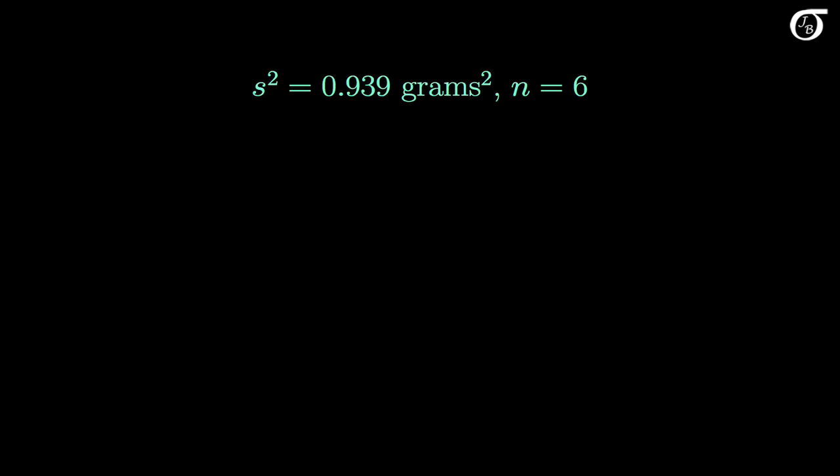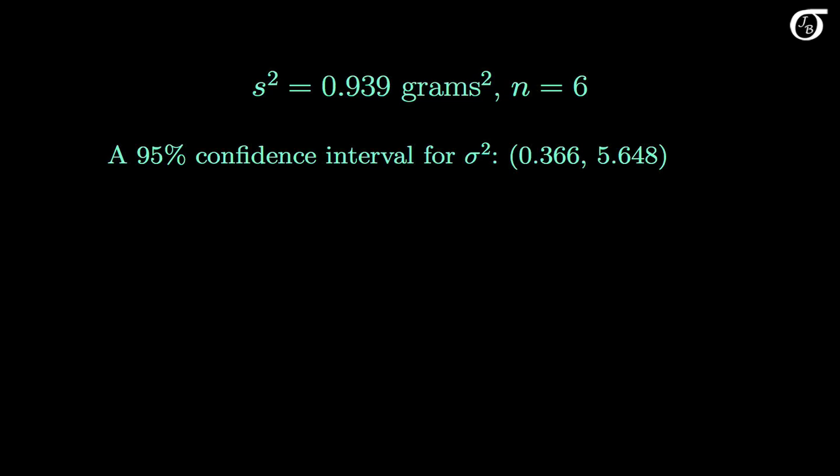I worked through a complete example in another video, but let's take a quick look at the results of these procedures for the example I introduced at the start. This S-squared value of 0.939 is the sample variance of fat content for 6 deep-fried chicken sandwiches sampled from a large batch of sandwiches. We might want a 95% confidence interval for sigma squared, the true variance of the fat content of chicken sandwiches from this large batch.